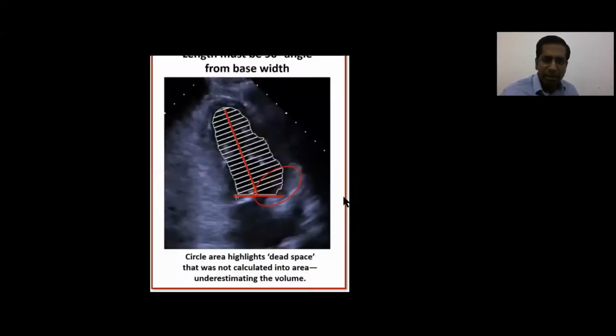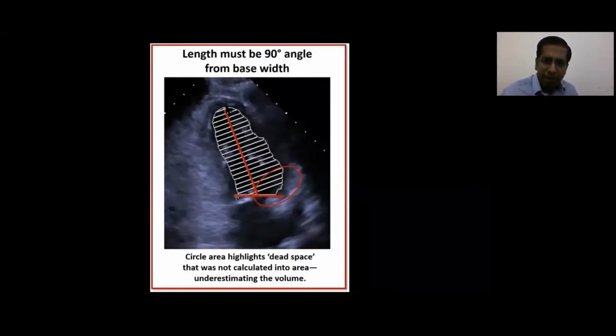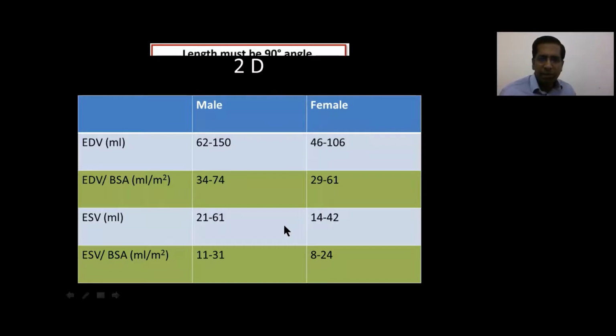I was just telling you about why it is important to ensure that it is perpendicular and make sure that there is no dead space like this. So now this part is not included in the volume calculations. So that is the importance of taking it perpendicular to this annular plane. So these are all part of the guidelines.